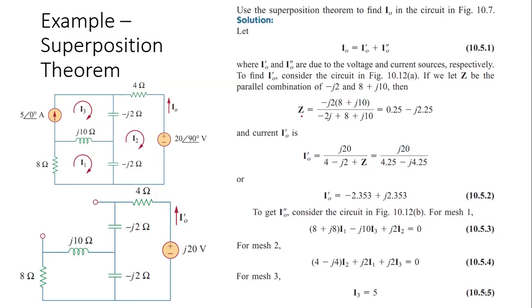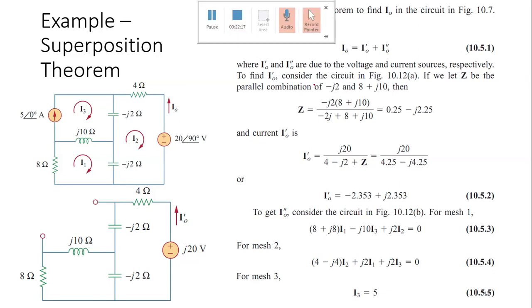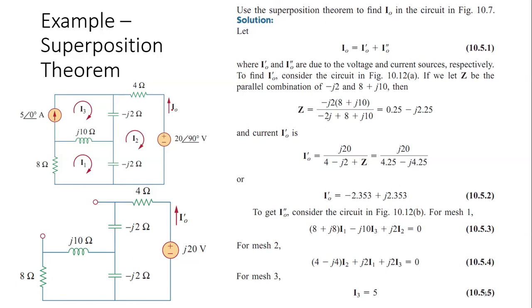As an example, we solve this circuit using superposition. Here we have three different loops, I1, I2, and I3, and we intend to solve for I0. This is the same example as we did previously for KCL. In order to find this current, we need to get the response of the current due to different forcing functions. Let us say the first forcing function is this, and the other forcing function is this one.